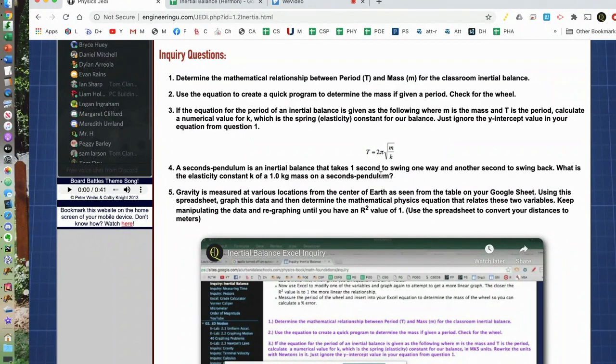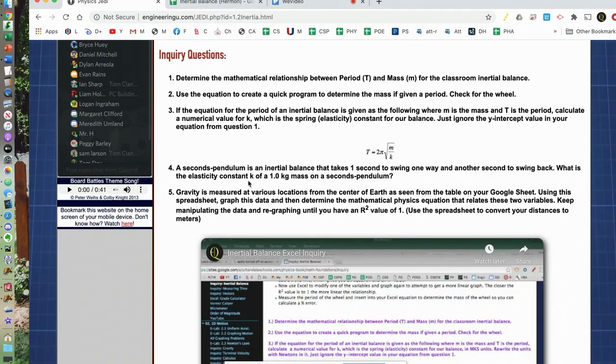So if it's 1 second to swing one way and another second to swing back, that means the period is 2 seconds, because the period is how long it takes to swing over and back. That's why it's called a seconds pendulum. The period is going to be 2 seconds.